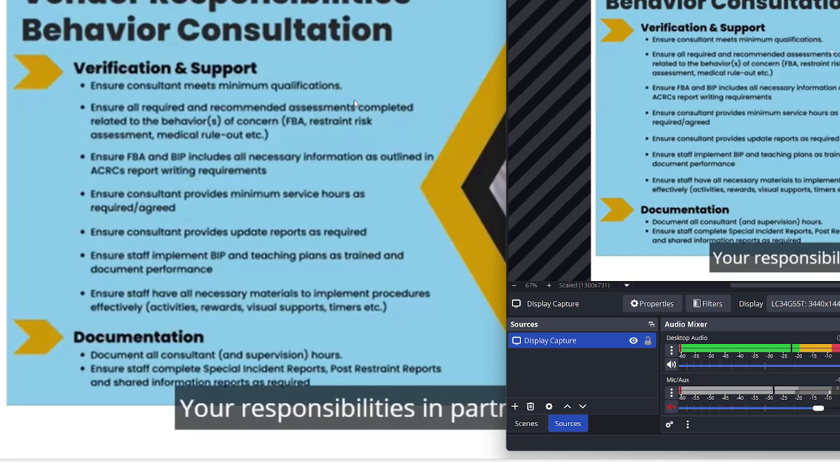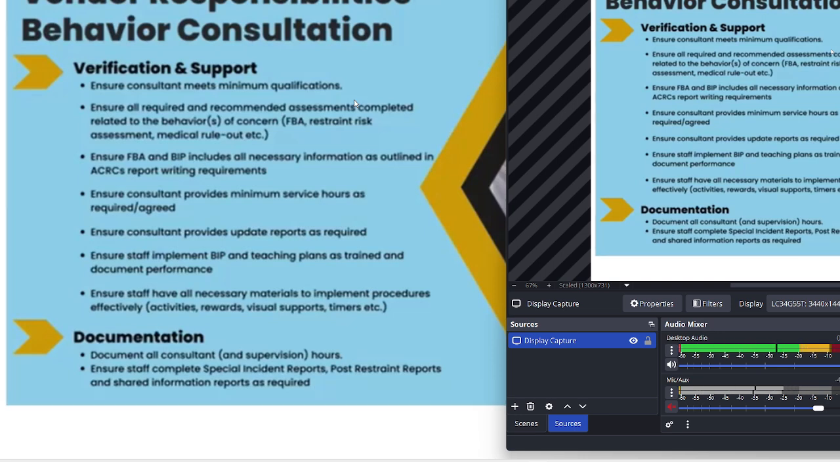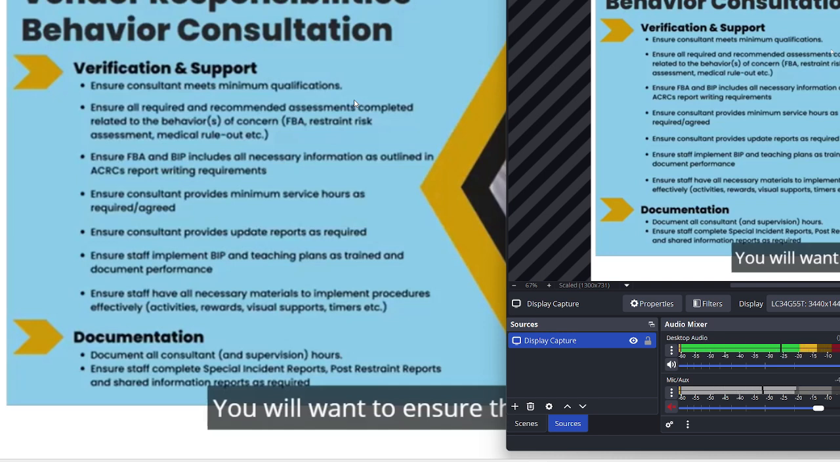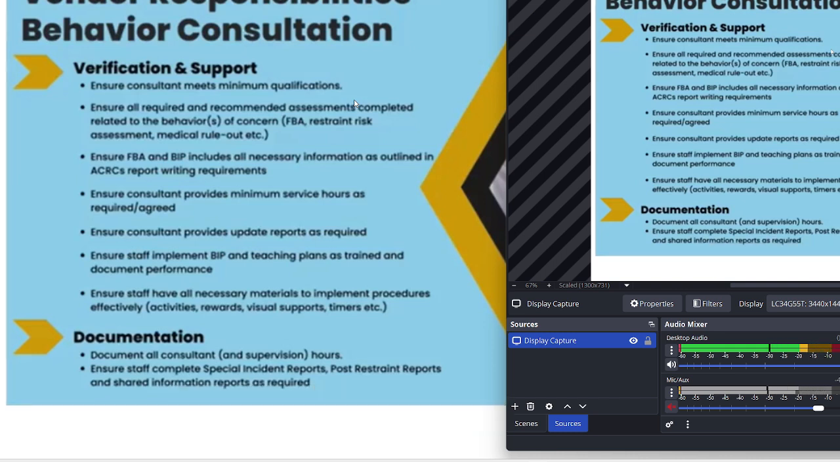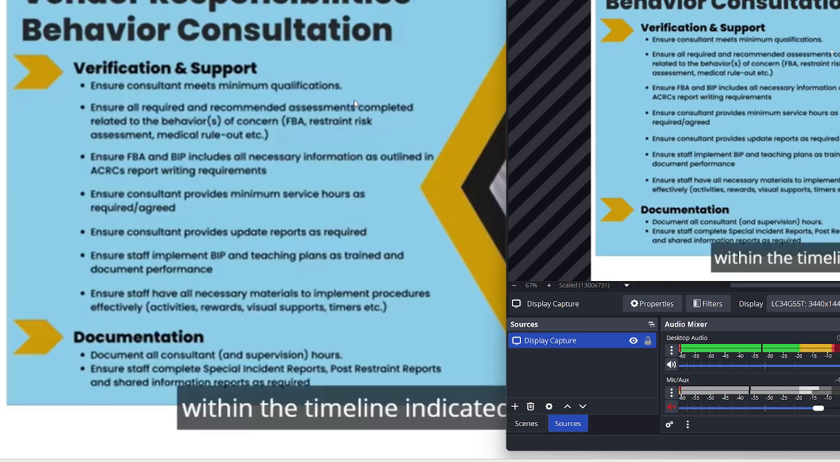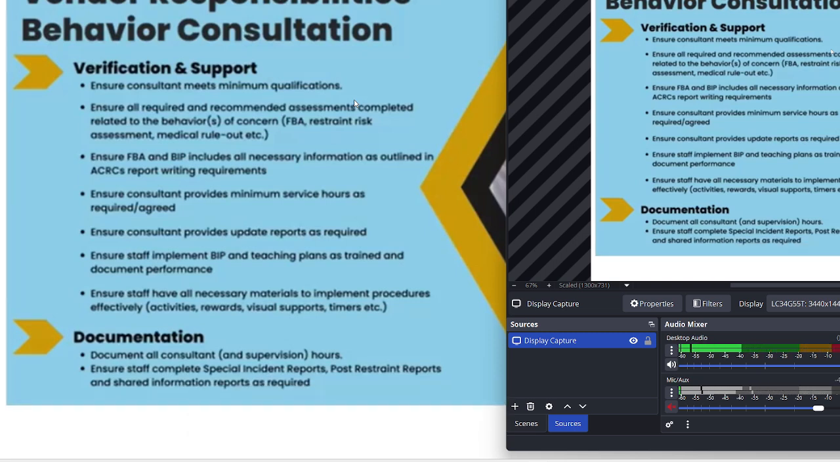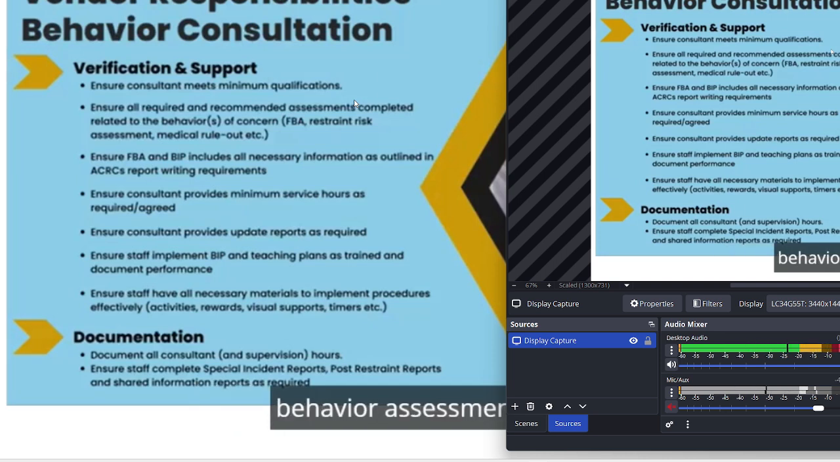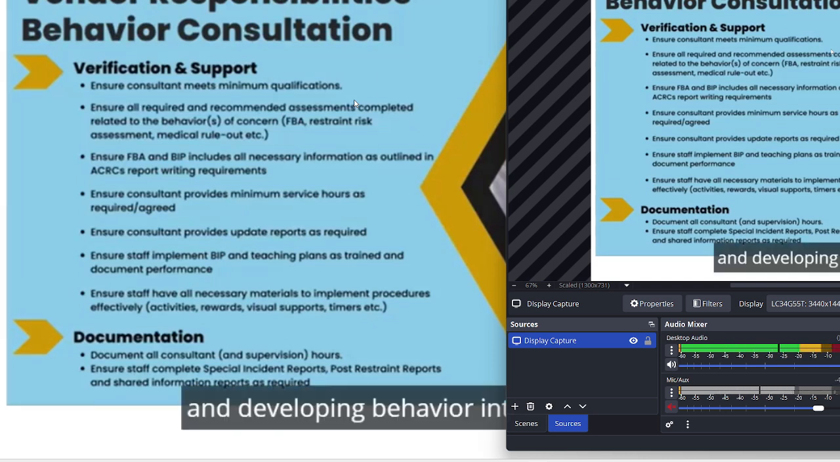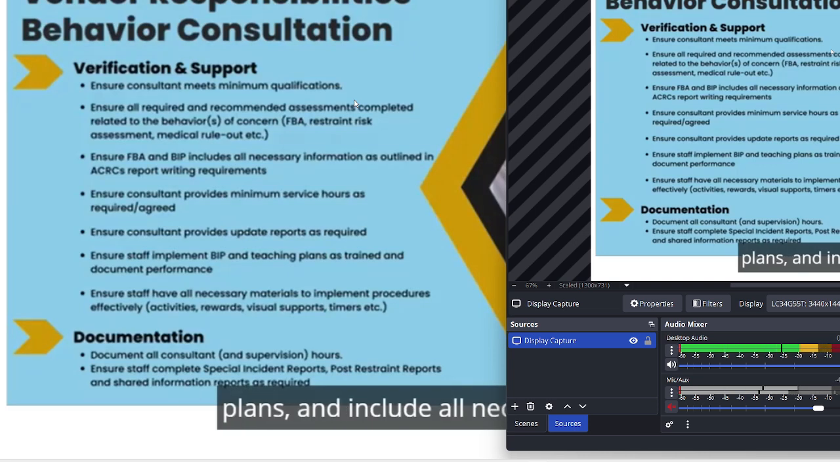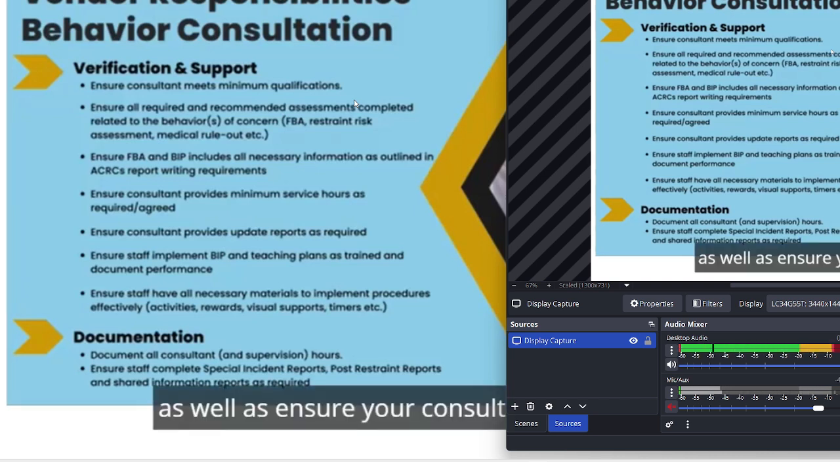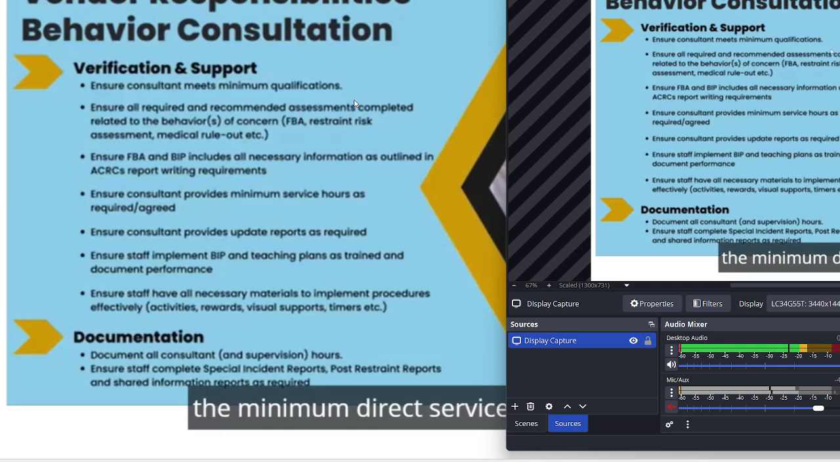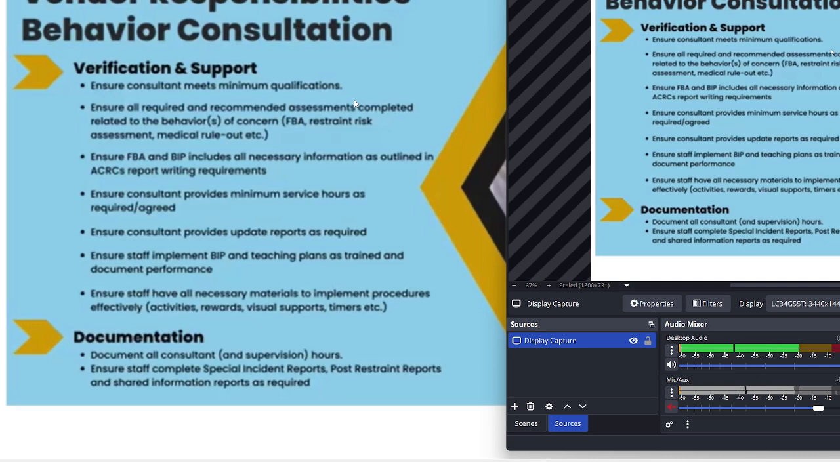Your responsibilities in partnering with your behavior consultant are indicated here. You will want to ensure that your consultants meet minimum qualifications, that they provide any assessments and update reports within the timeline indicated in service standards, ensure that they're conducting functional behavior assessments and developing behavior intervention plans, and include all necessary information, as well as ensure your consultant provides the minimum direct service hours as required.